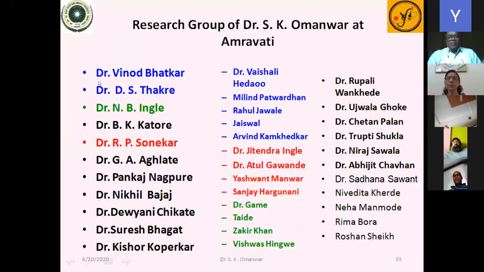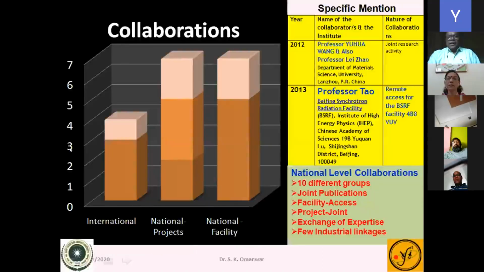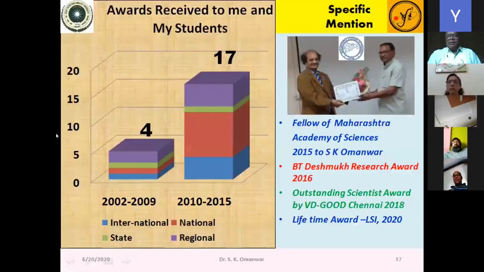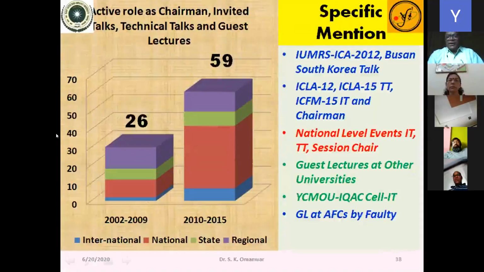This is my group: blue, green, red, and black. All black are my students. Blue are the students of Dr. Bhatkar, green are the students of Dr. Inge, and red are the students of artists. All these bold are PhD holders and non-bold are working presently. Madam has already explained these things, so I will not go into detail of these.